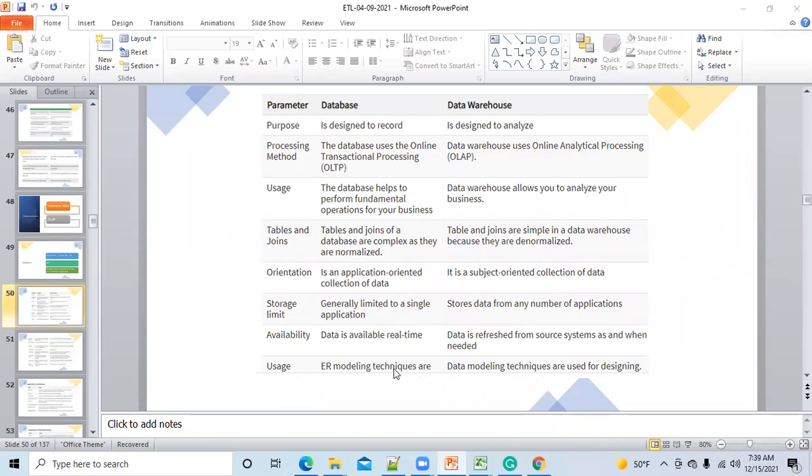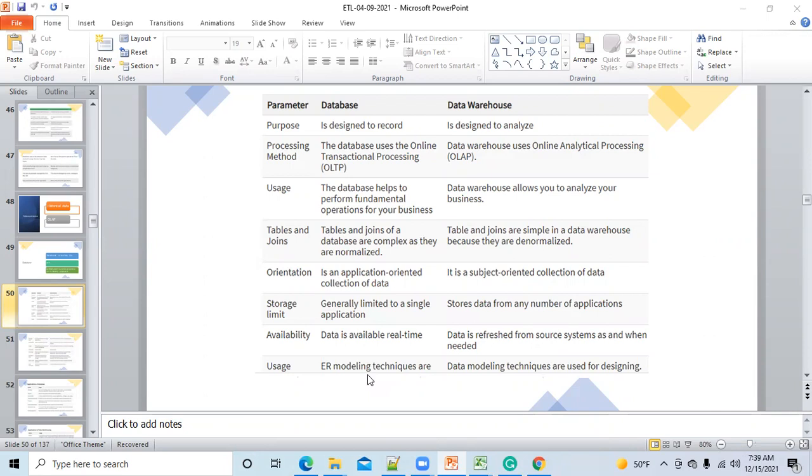ER modeling techniques. Anyone who knows here what ER modeling techniques are? Entity relationship. Perfect, very good. In interviews they are asking dimensional data modeling and entity relationship data modeling.